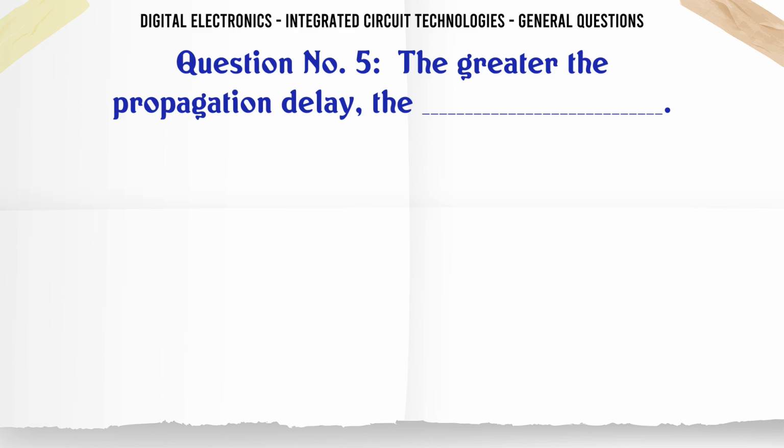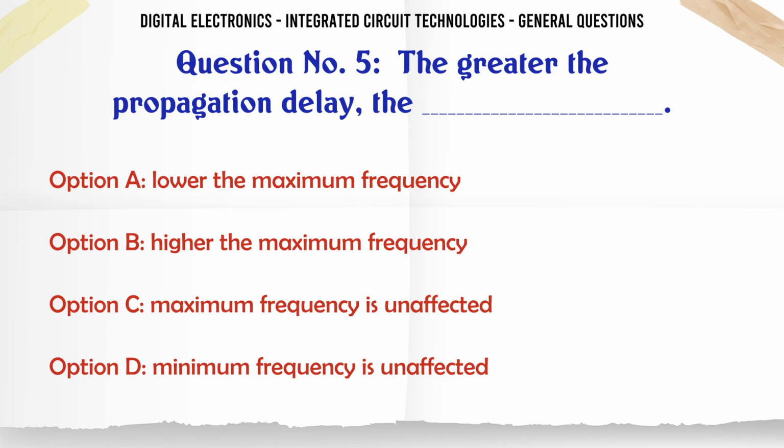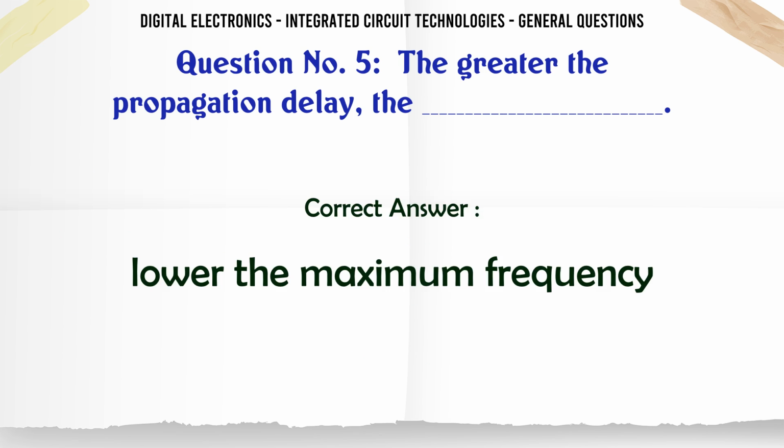The greater the propagation delay, A, the lower the maximum frequency. B, the higher the maximum frequency. C, maximum frequency is unaffected. D, minimum frequency is unaffected. The correct answer is the lower the maximum frequency.